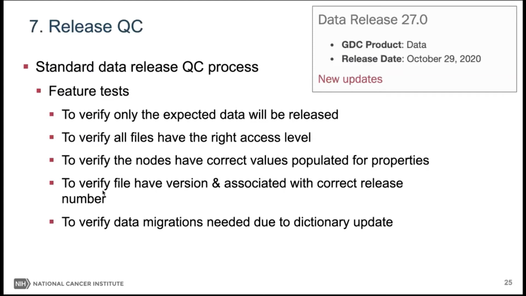For example, on the read group node, we have a property called platform, and at the moment, let's say it accepts the lowercase illumina value. However, the new dictionary update makes it title case Illumina. In such cases, all the read group nodes in GDC need to be updated to have title case Illumina on the property. So the feature test also helps to ensure such data is migrated. Next slide, please.